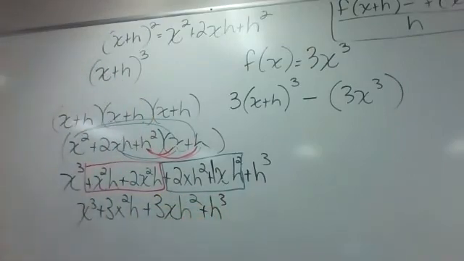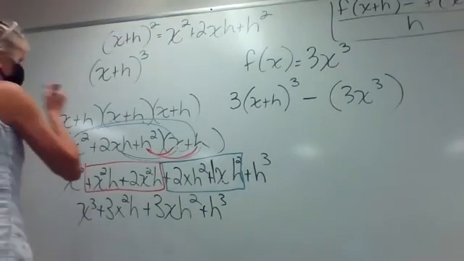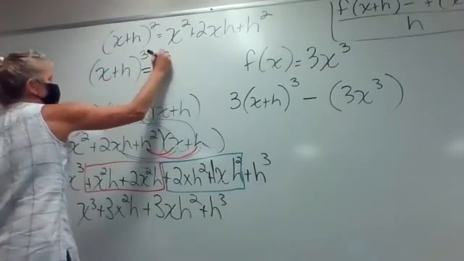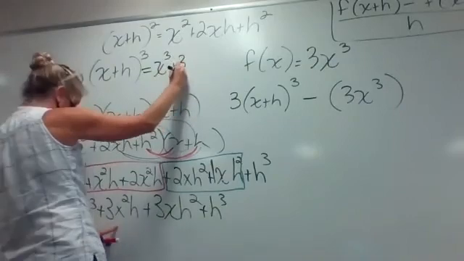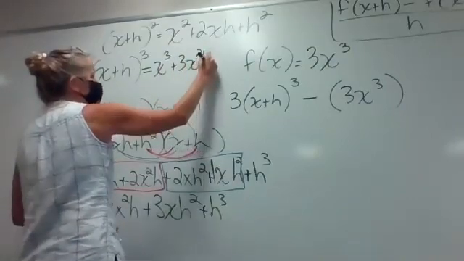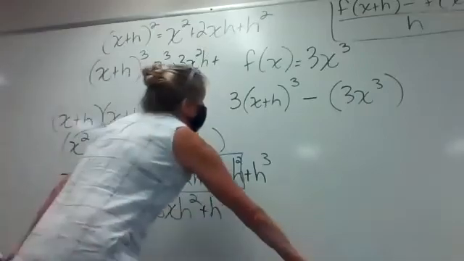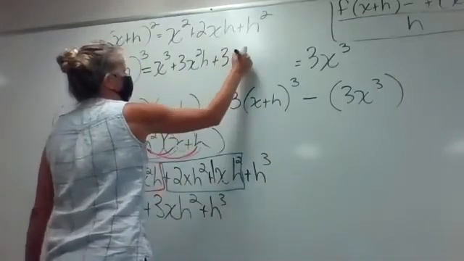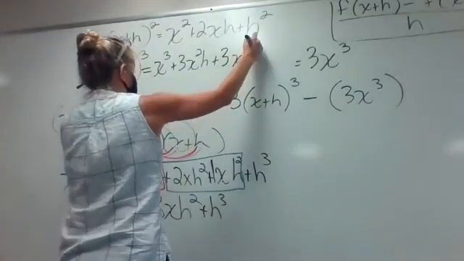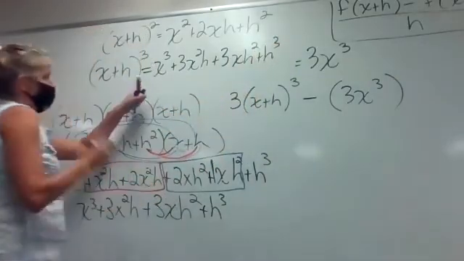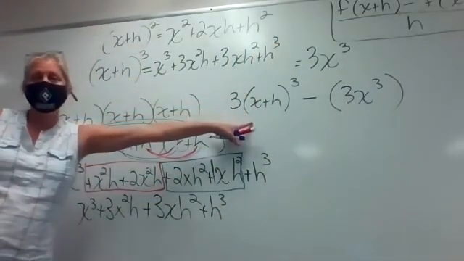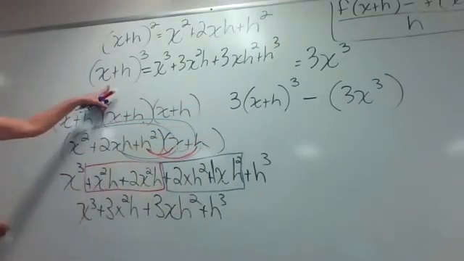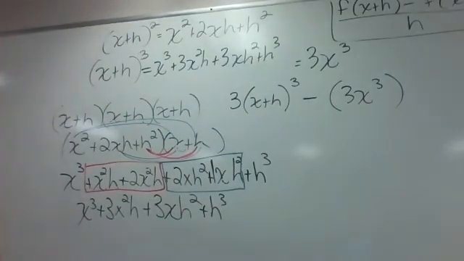So now you never have to do that again, because anytime you need to cube x plus h, you're just going to fill in x to the third plus 3x squared h plus 3h x squared plus h to the third. Anytime you see this, right? So again, we've done it. We've saved it. We don't have to do it anymore.